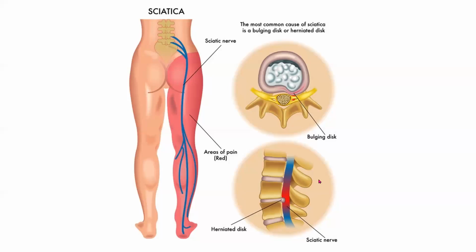So you get a herniated disc. The disc actually is pushed into the nerve. There's an operation that they do to get rid of that, but sometimes they can't. Oh, and we're done.